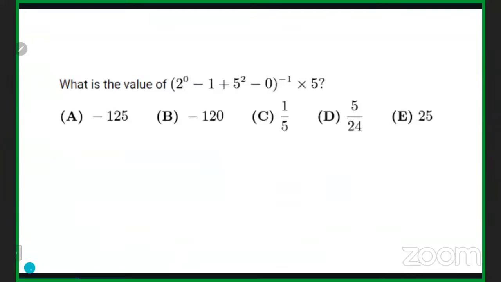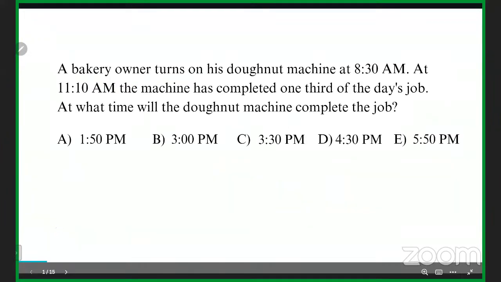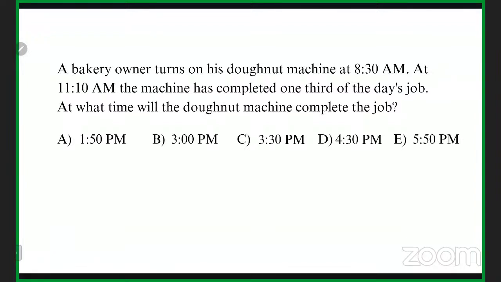Is the screen visible? Yes, ma'am, the screen is visible. Okay. This is the first question I will give you. Take 2 minutes to work on it and we will go over it together afterward. So, please do it.